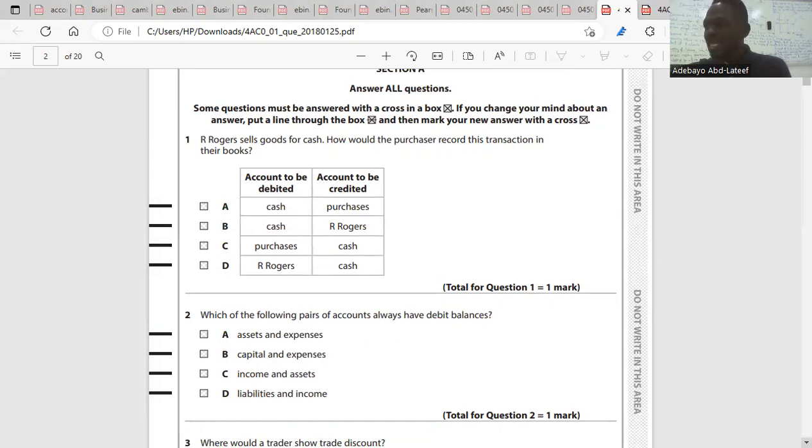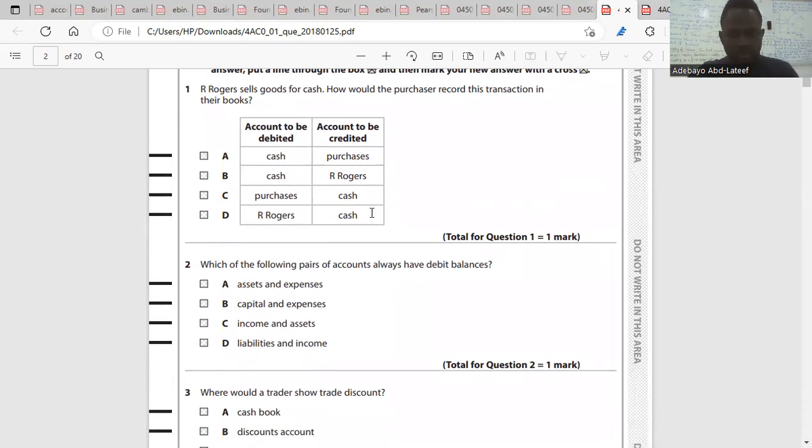You debit, don't write anything there, just take note of it. You debit the receiver, you credit the giver. So that's number 1, C. Is it clear? You debit the receiver, you credit the giver. So that means you debit purchases, you credit cash. Question 1, C. Is that clear, please? All right.